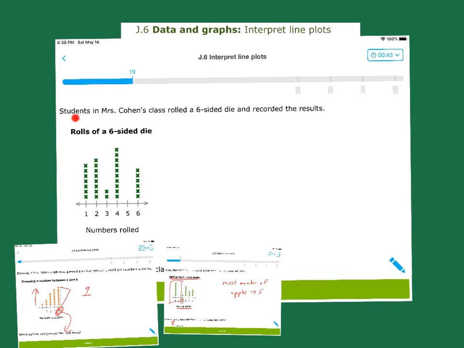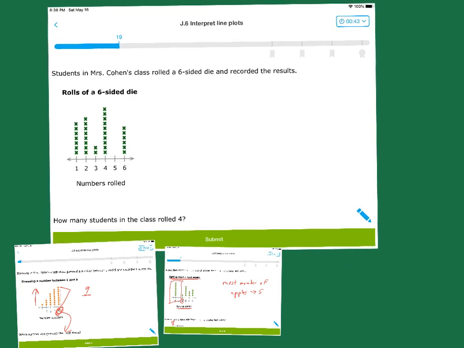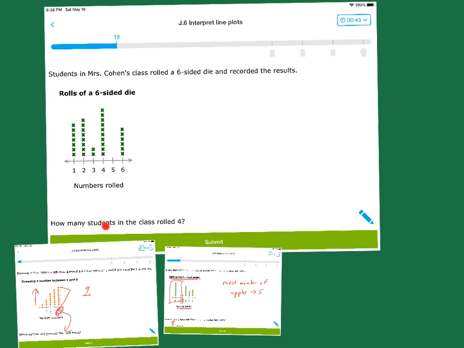This one says, students in Miss Cohen's class rolled a 6-sided die and recorded the results. So you take some dice, right? Just one of them, you roll it. You're going to get a different number. And you're either going to get a 1, 2, 3, 4, 5, or 6. And here's the results, right? We've got, nobody got a 5. A few people got a 3. A lot of people got a 4. Okay? So, the question is, how many students in the class rolled 4?